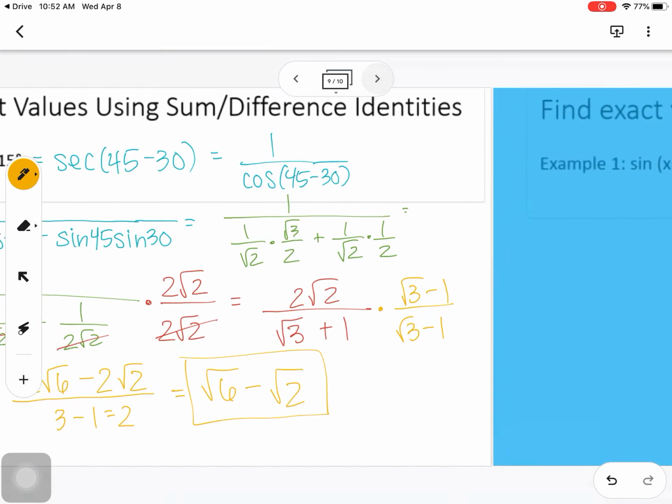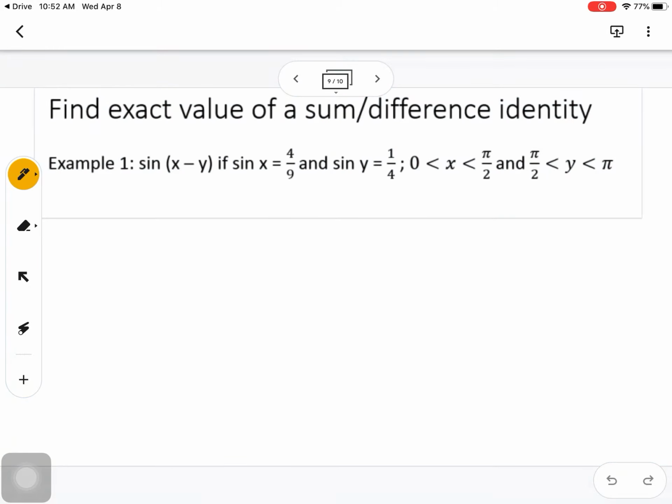So this is going to be the primary focus of what we're doing here, but I'm also going to give you some where I give you some exact values and you're going to have to evaluate it. So take a second and write that down and then play it when you're ready.